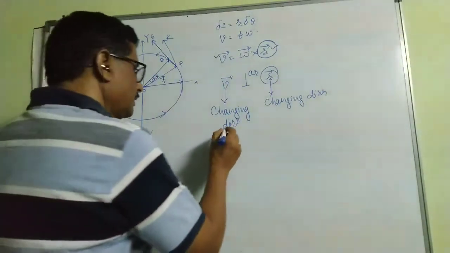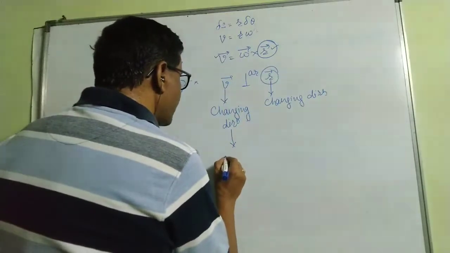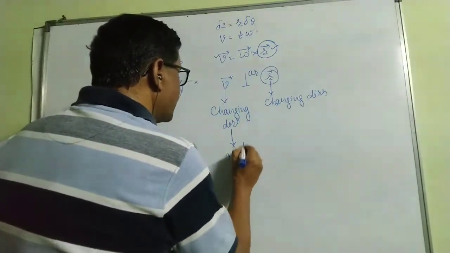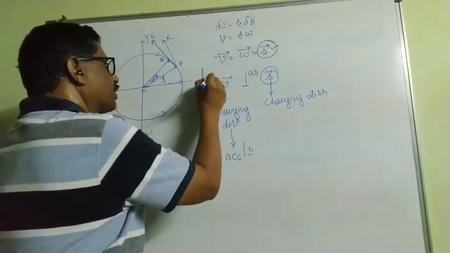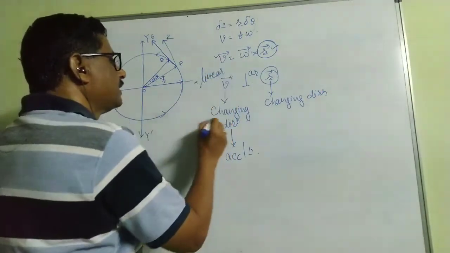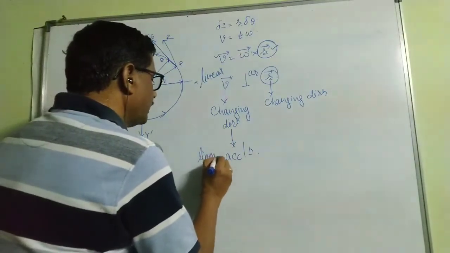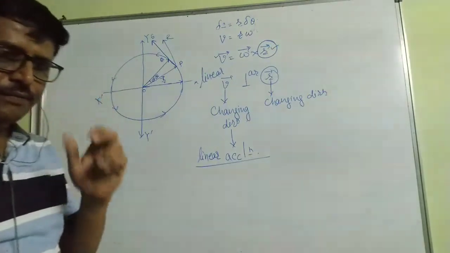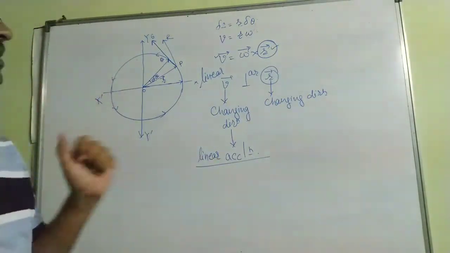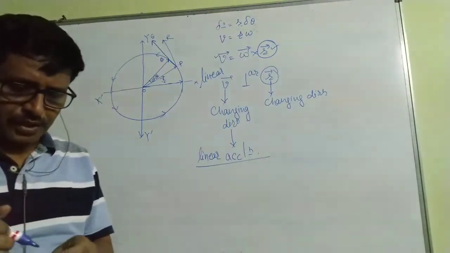And this change in direction of velocity gives rise to acceleration. As it is a linear velocity, the change in direction of linear velocity gives rise to linear acceleration. And next time we will see how linear acceleration arises in circular motion.